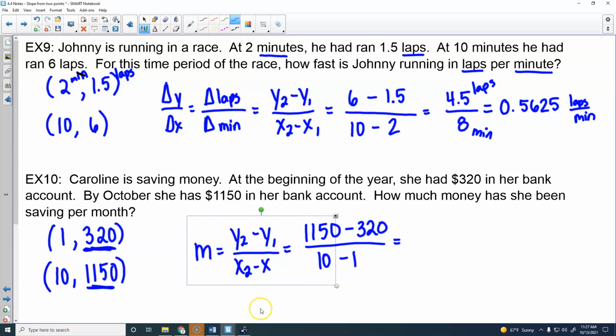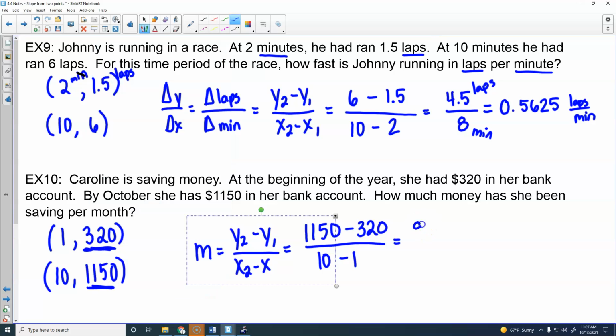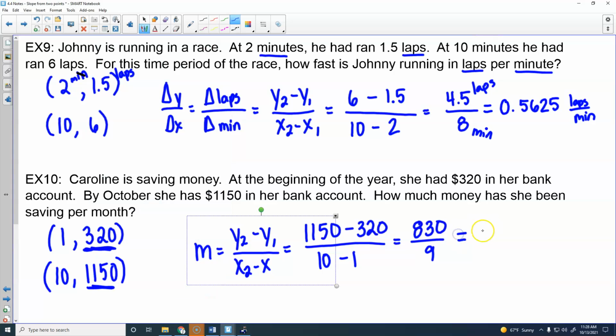So again, I'm going to use the calculator here. 1150 minus 320 is going to give us 830 over 9. So if we take that and divide by 9, she has been saving 92.2 repeating dollars. Because this is money, I'm going to round it to 2 decimal places. So she's been saving $92.22 per month.